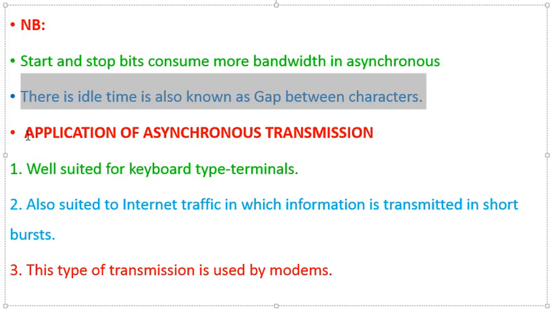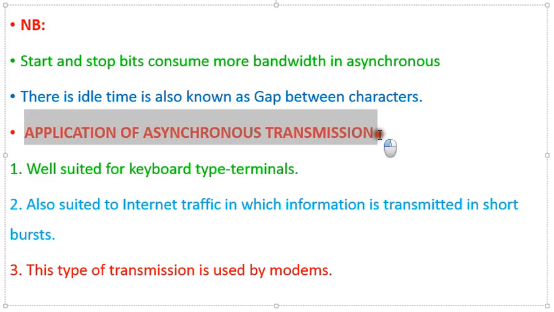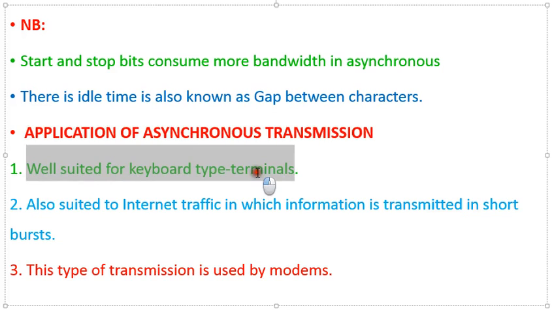Now, concerning the applications of the synchronous transmission methods, one of the areas of its application is that it is very suitable for the keyboard type terminals. Whenever you are using a keyboard to transfer data into your computer, you press one key after another. No matter how fast you are in typing, you cannot press 2 keys at the same time. It will report an error. It has to be one key after the other.